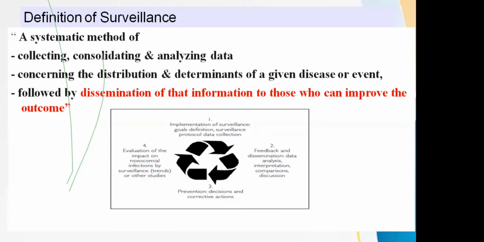To define surveillance, it is a systematic method of, firstly, collecting the data, how you are consolidating it, and how you are analyzing the data. These are the three main streams: collection, consolidation, and analysis of the data. And once you have analyzed, how much you have done for improvement, how many prevention and control practices you have taken up, so that the outcome should be healthy, with no healthcare associated infections to the patients.